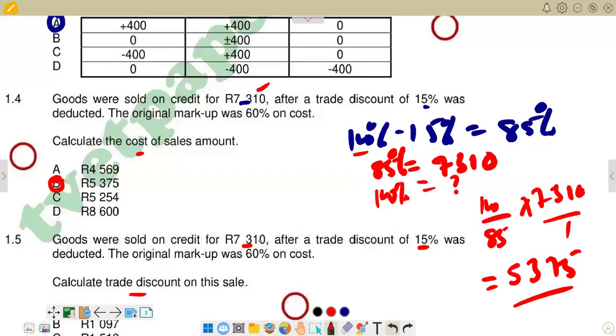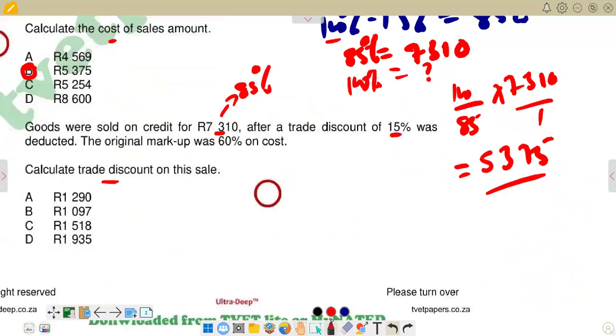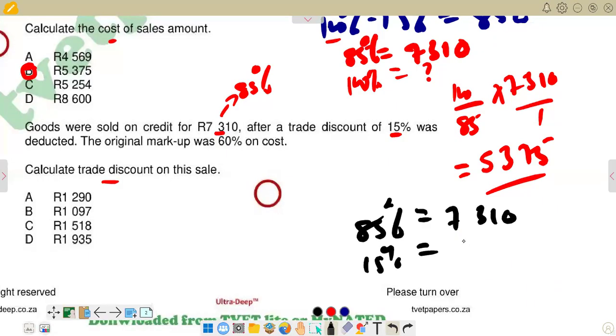So basically what it means is this figure that we are given here is 100% minus 15%, which is 85%. So this one is representing 85%. And the figure that we are looking for is 15%. So we can also make a proportion, as simple as that. So we come here, we are saying 85% is equal to 7,310. And then the figure that we are looking for is 15%. Then obviously we need a lesser figure there.